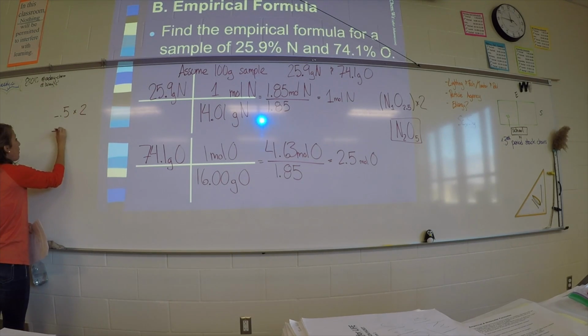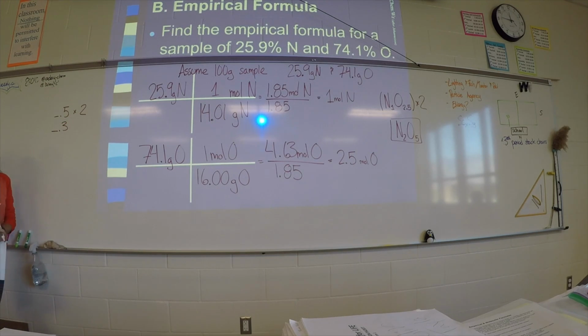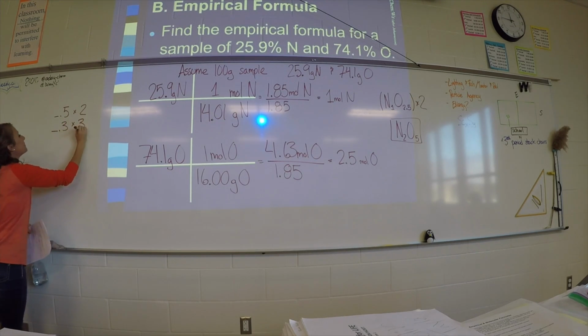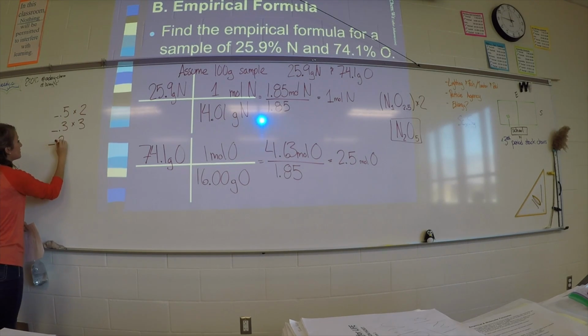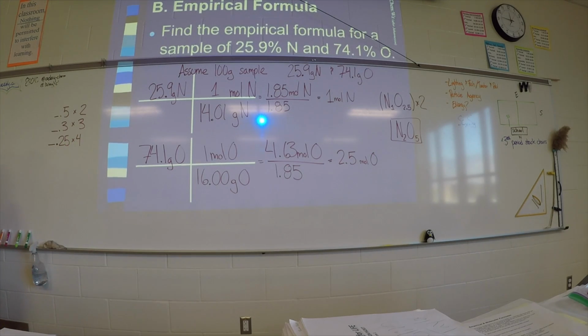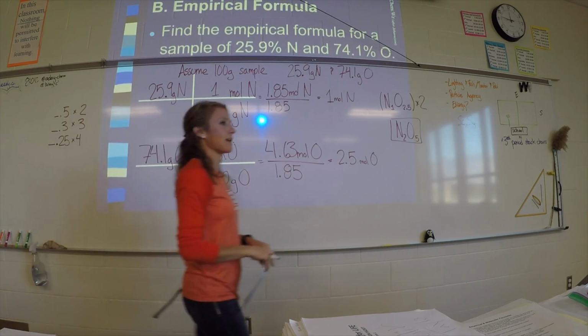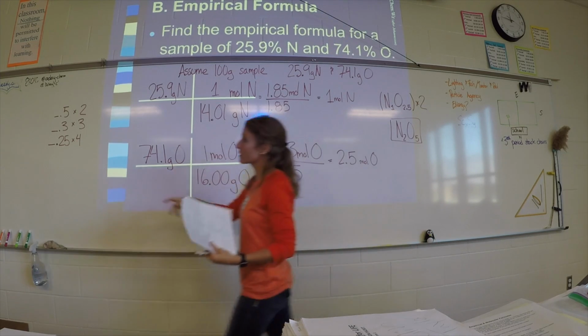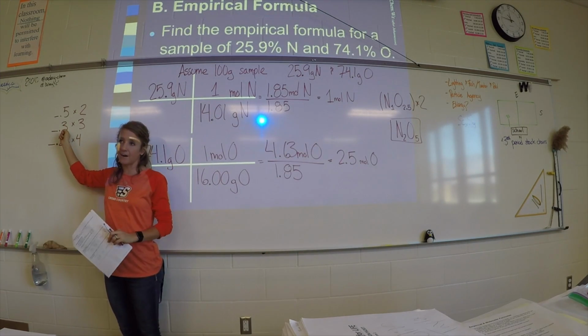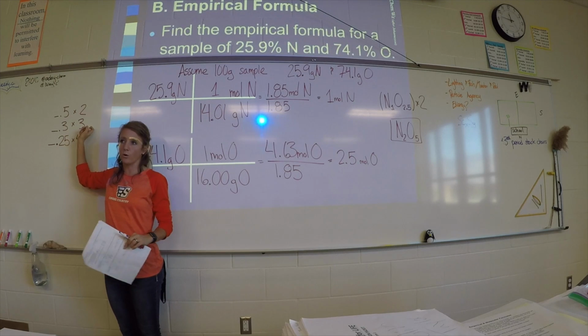If you have something like 0.3, times it by 3, because that will get you a whole number. Or if you have something like 0.25, you're going to times it by 4. Other than that, if you don't have these, it's either going to be a whole number or maybe really close to a whole number, right? If you got an answer of like 1.9, you can round that up to 2. But if you get an answer of 1.3, you can't round that down. You need to times it by 3 to get it to a whole number.